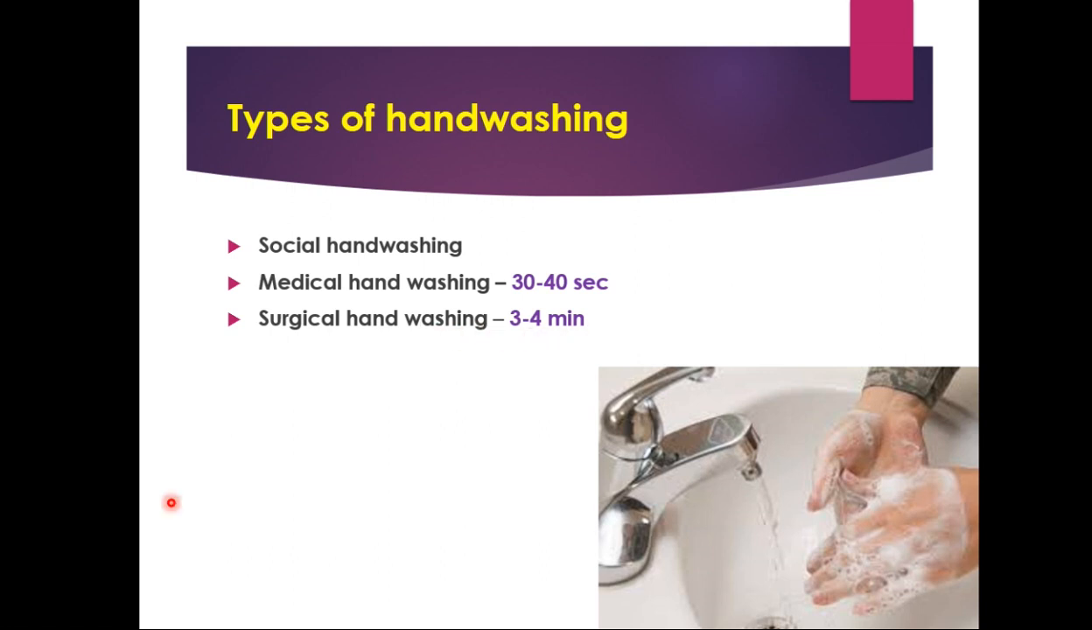Why is there a time limit? Because what you actually do in hand washing, you are rubbing your hands, isn't it? So when you rub your hands, you are making friction. With friction, you are washing off the maximum pathogens. Pathogens means disease causing germs out of your hands. So that is why there are time limits for a particular hand washing. In medical hand washing, you have to do at least 30 to 40 seconds. In surgical hand washing, you have to scrub your hands at least 3 to 4 minutes. Clear?